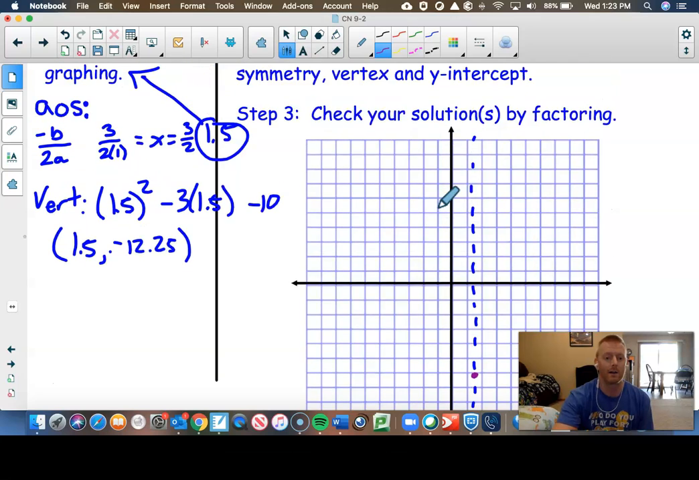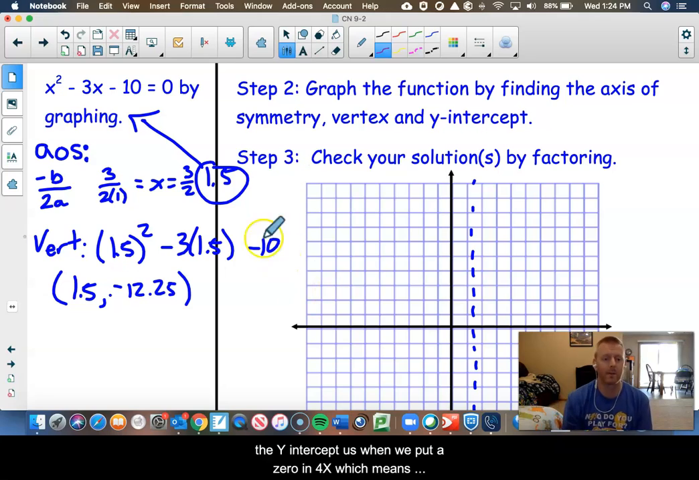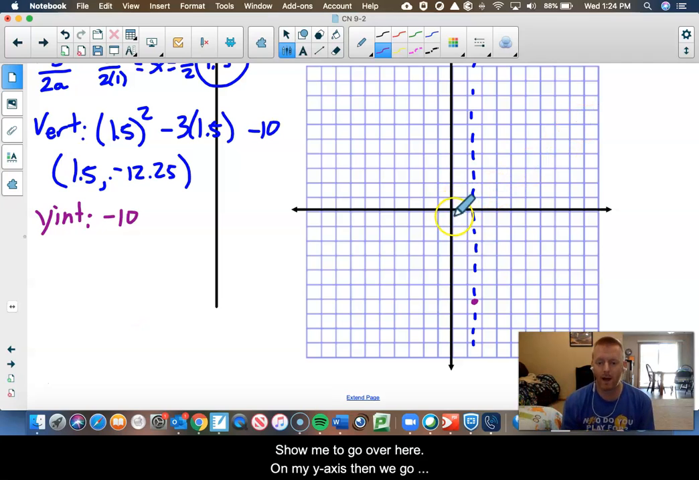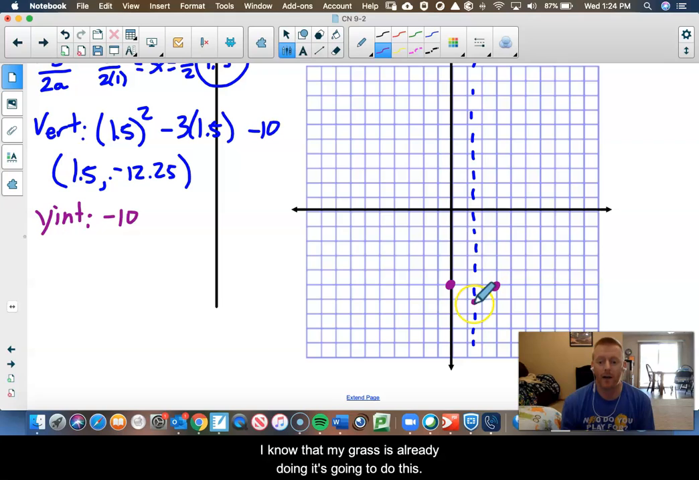So our next step is to find the y-intercept. From 9.1, finding the y-intercept is when we put a 0 in for x, which means my y-intercept is just equal to that negative 10. So I'm going to go over here down my y-axis. I'm going to go down 2, 4, 6, 8, 10. Now because this is a parabola, I have a matching point the exact same distance away from the axis of symmetry. So over here is my other matching point. So I know that my graph is already going to do this.